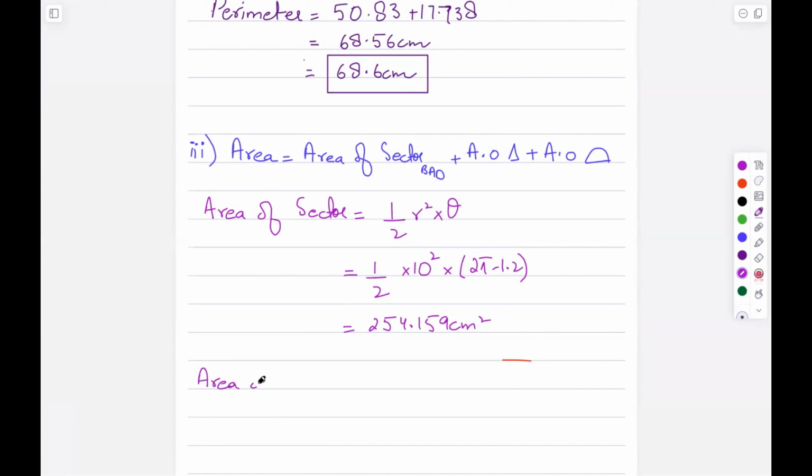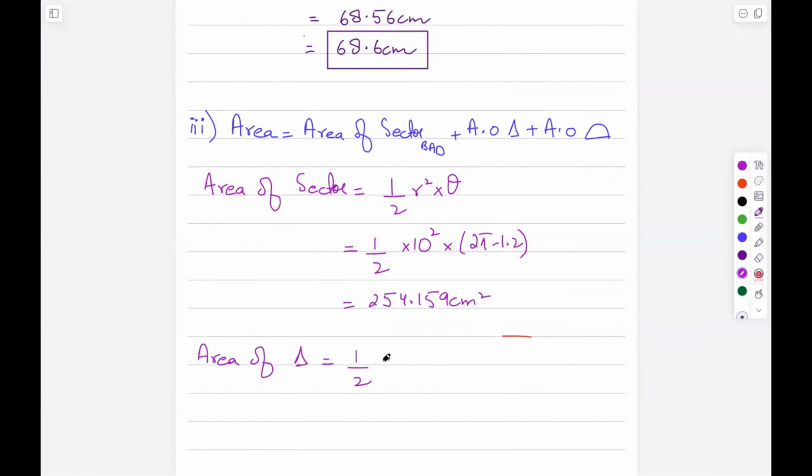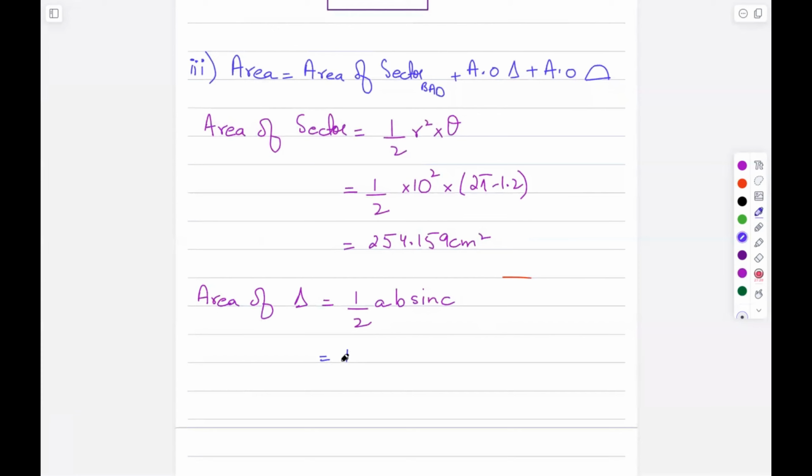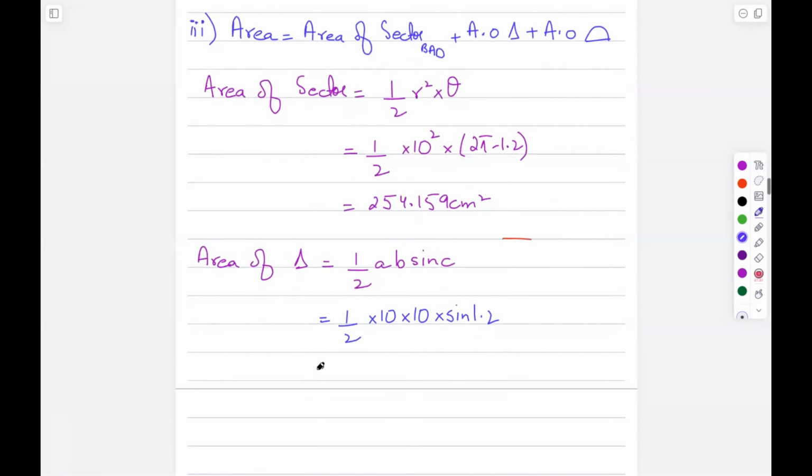Now finding the area of the triangle. The area of the triangle will be found using the formula half ab sine C. The two lengths are 10 and 10 and the angle between them is 1.2. So this will be 1 upon 2 into 10 into 10 into sine of 1.2. Substituting this in the calculator, the area of the triangle will be 46.602 centimeters squared.